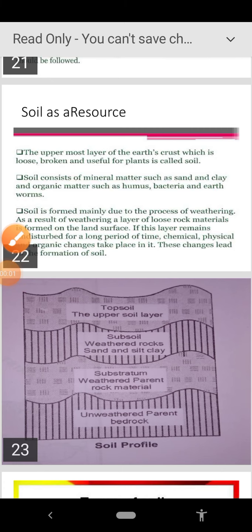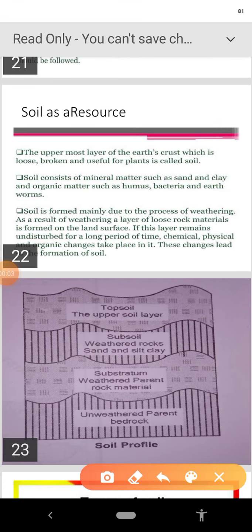Dear students of class 10th, today we will revise lesson number 1 of geography. Name of the chapter is Resources and Development. Today we will revise soil as a resource.